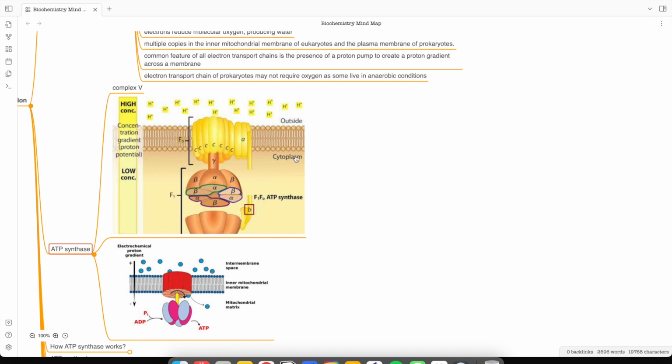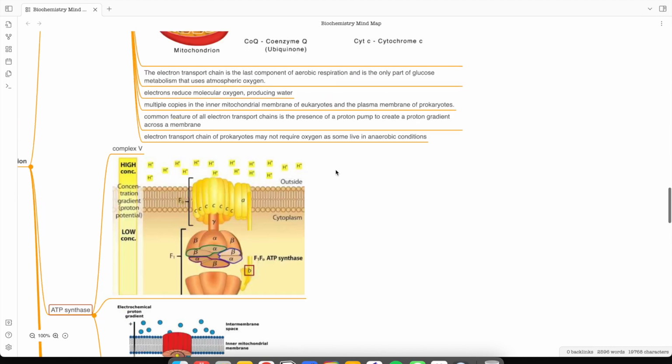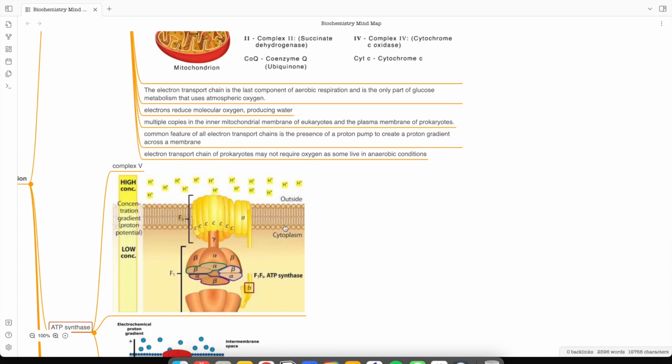Okay, so you can see this is the prokaryotic plasma membrane. This is outside of the cell. This is the cytoplasm. This is the ATP synthase, this is the integral membrane part, and this is the part which is present in the cytoplasm. Now, this is in case of prokaryotes, but in case of eukaryotes, all these things are the same. Just remember the outside is actually the intermembrane space in eukaryotes, and the cytoplasm is actually the mitochondrial matrix in eukaryotes.